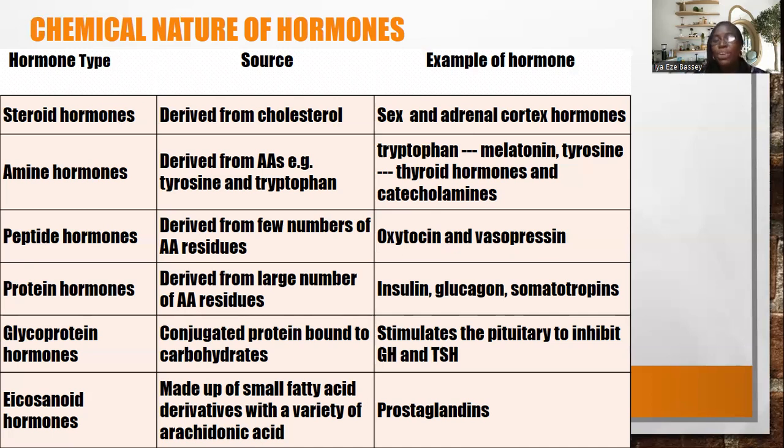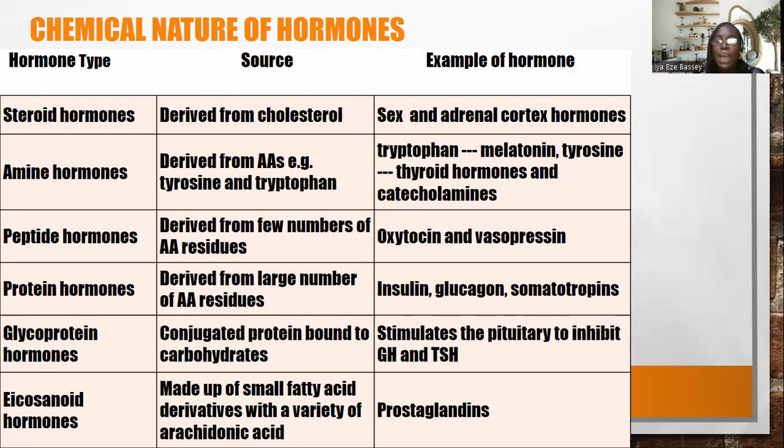and they include oxytocin and vasopressin, which are produced by the hypothalamus but stored in the posterior pituitary till when used. Then you have the protein hormones, which are derived from a larger number of amino acid residues. They usually have primary structure, secondary structure, quaternary structure, and all that. They include insulin, glucagon, somatotropins.